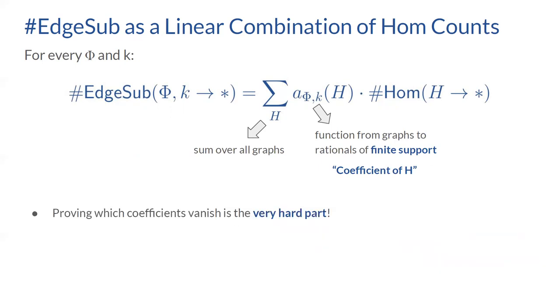Now you might think, okay, we have this linear combination, and we only have to check which coefficients are zero or non-zero. We should be almost done. But actually, everything up to this point is the easy part. The hard part and the major technical difficulty of this work is to prove which coefficients are zero and which are non-zero.